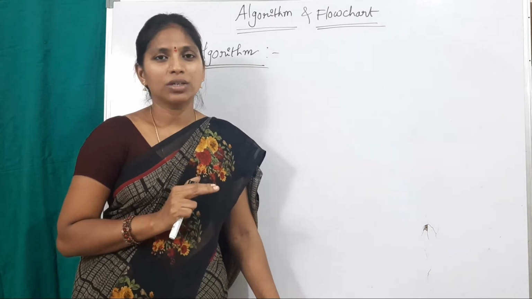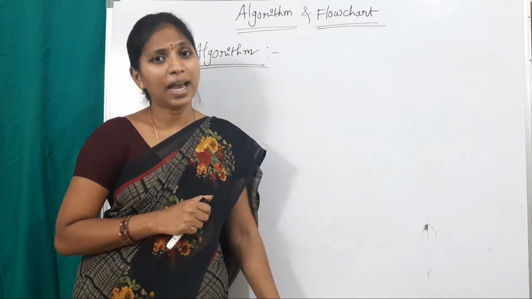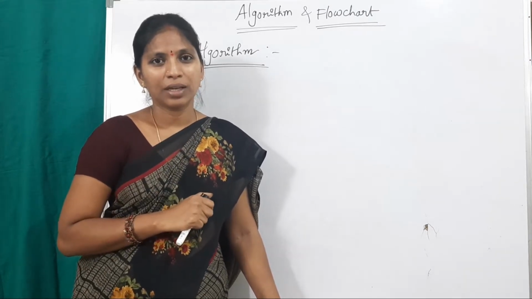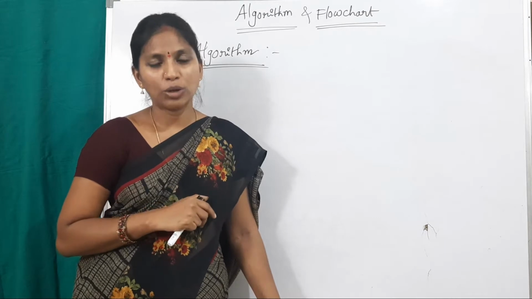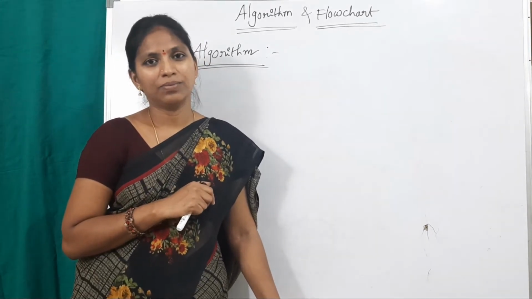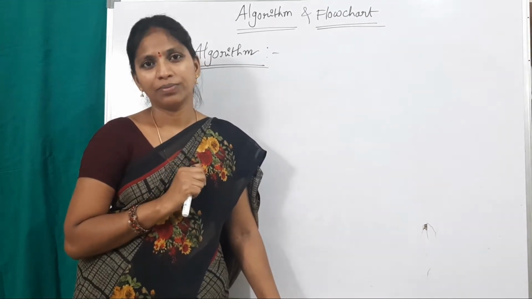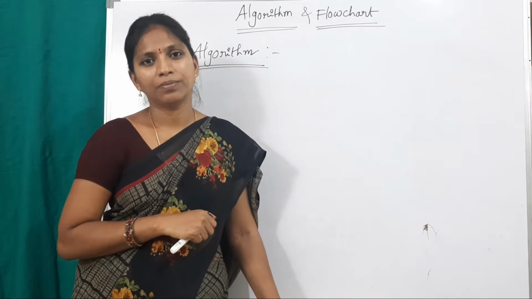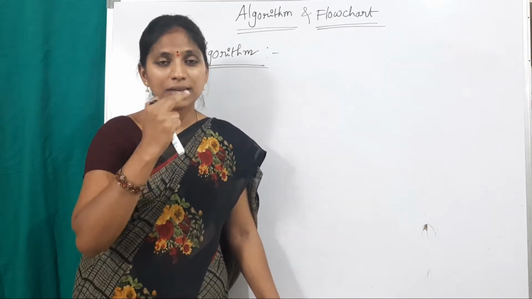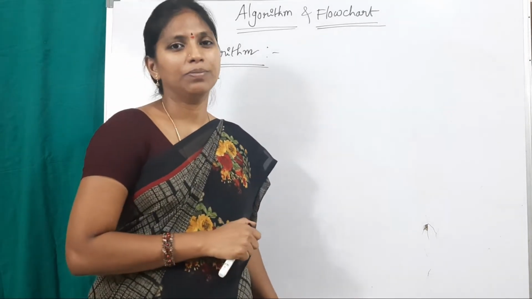Suppose I want to add two numbers. So first of all, I have to start. Take input, two values from the keyboard. Add those two by using the plus symbol. Then it will give output. Then finally stop. These are called steps, a step-by-step procedure. This is called algorithm.